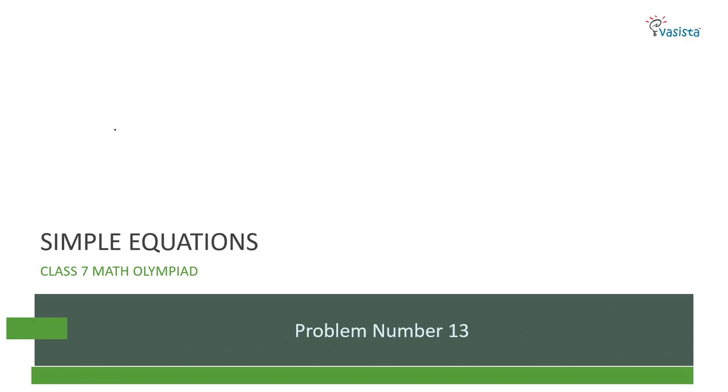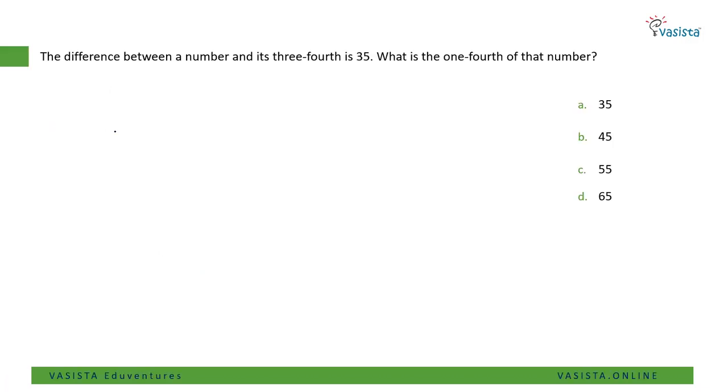Fine. This is the 13th problem, right? The difference between a number and its 3/4 is 35. What is 1/4 of that number? Here, first we need to find the number and then we need to find 1/4 of that number. Let us check out here.